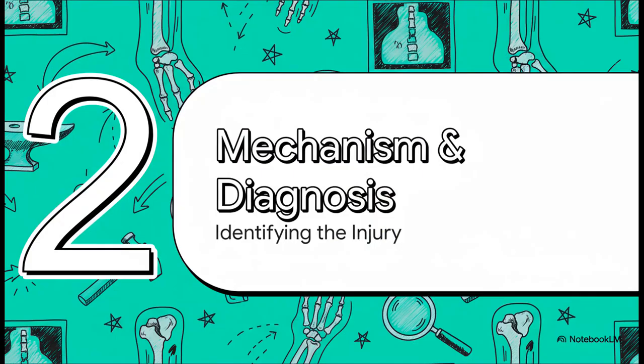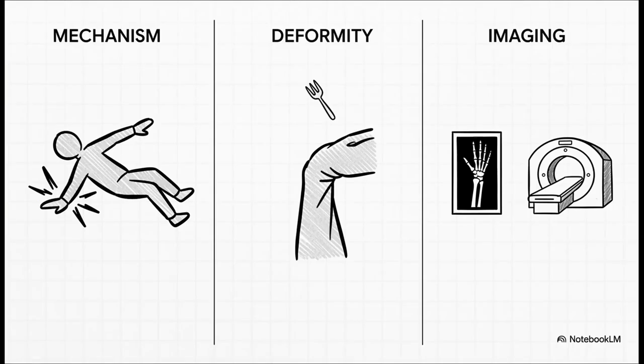Okay, moving on to Section 2, mechanism and diagnosis. So, how do these things happen, and more importantly, how do we spot them and work them up properly? The story you're going to hear over and over is the classic FOOSH, a fall onto an outstretched hand. It's textbook. And when you look at the wrist, you'll often see that unmistakable dinner fork or bayonet deformity. It's so classic, you can almost diagnose it from the doorway.